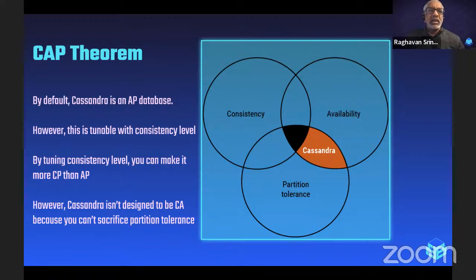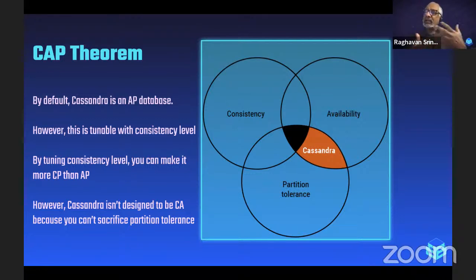So in general, if there is a failure, Cassandra behaves as always available and partition tolerant, maybe not consistent, but eventually consistent. But you can tune the consistency level and make it more of a CP, which is consistent and partition tolerant, but it may not be available at that time. So there are pros and cons to each of these approaches.